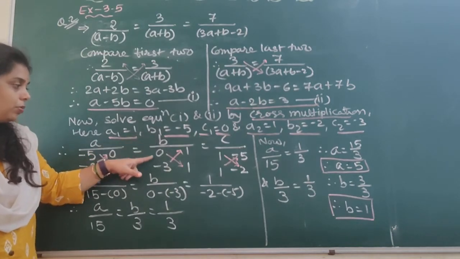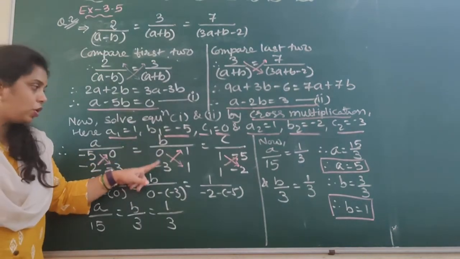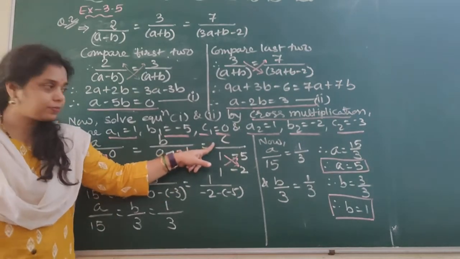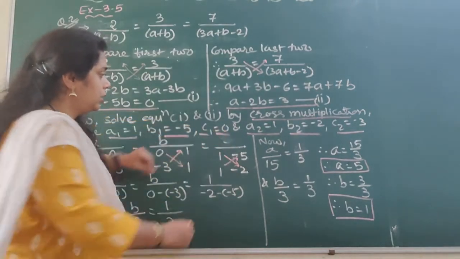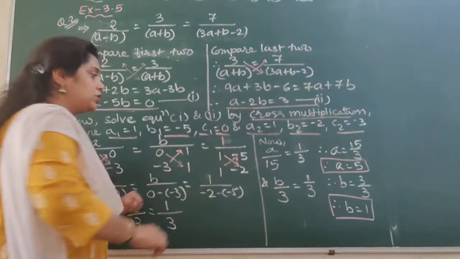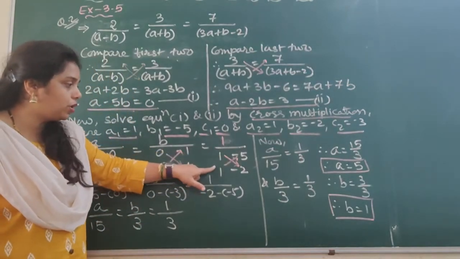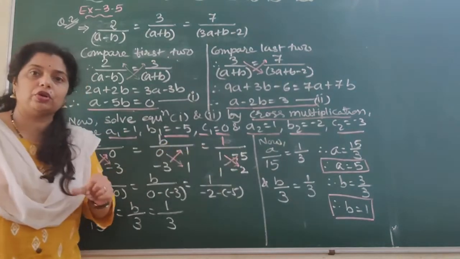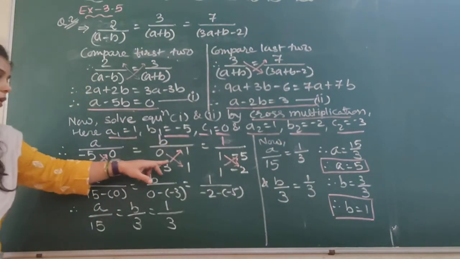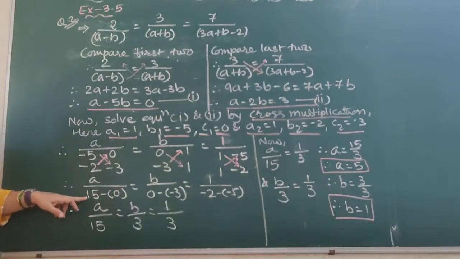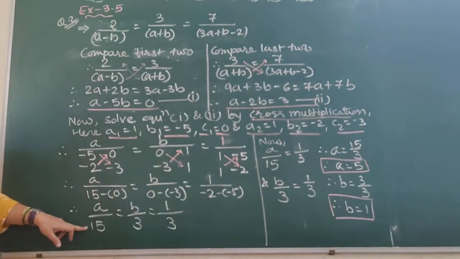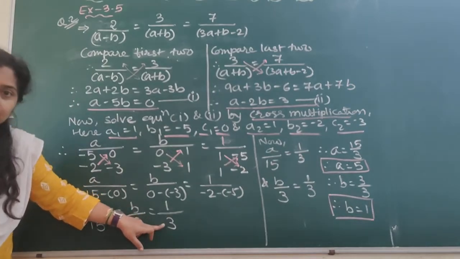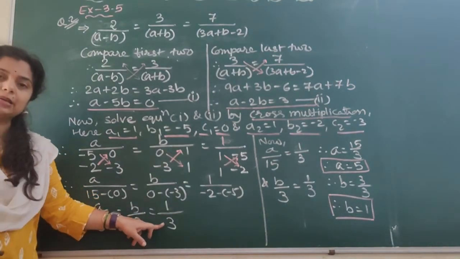Similarly, below b, what do you have to write? The constant and the coefficient of a. And similarly, below the constant, what do you have to write? The coefficient of a and the coefficient of b. And after doing the cross multiplication, we got that a by 15 is equal to b by 3 is equal to 1 by 3.